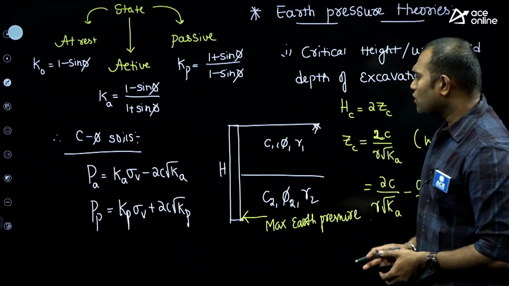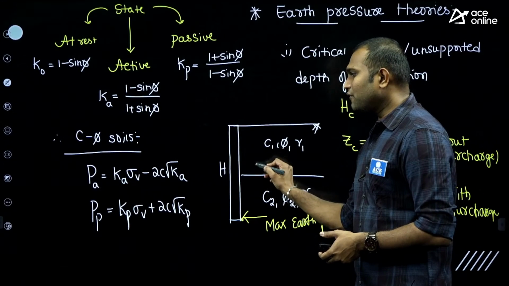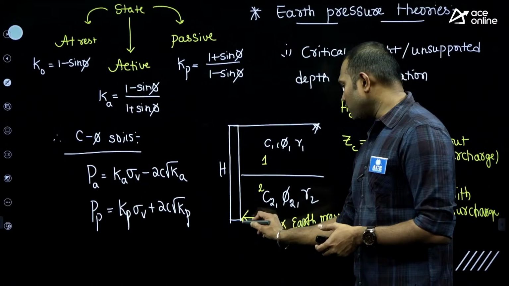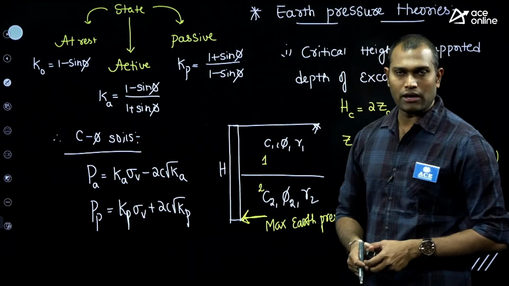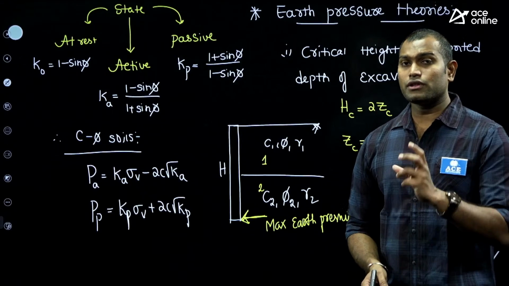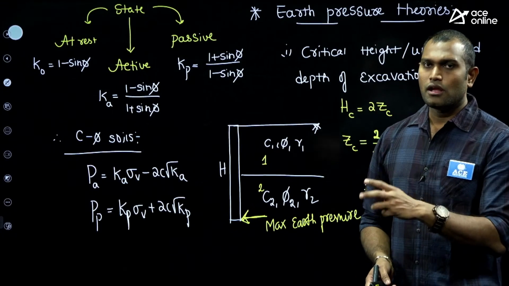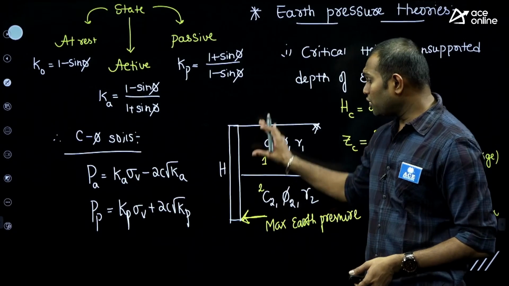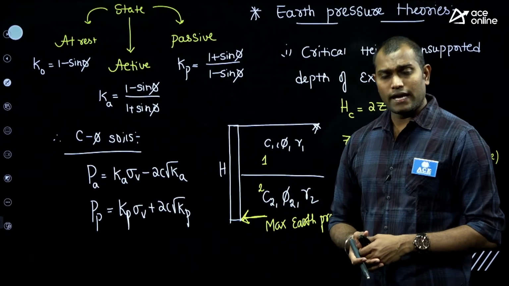And while doing so, you have to understand that these are different layers. This is layer 1, this is layer 2. At layer 2, which properties do I have to use? Layer 2 properties I have to use. And one more question you can expect is to find out the force. One is pressure, another one is force. But in order to find out the force, you need to first draw the pressure diagram.